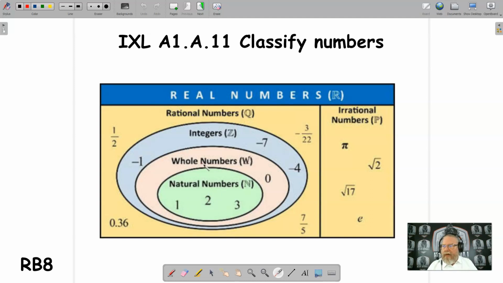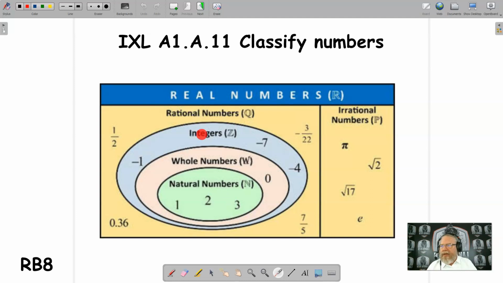The next group out is whole numbers. The only additional element of whole numbers that is not part of natural numbers is the number 0. 0 looks like a hole, H-O-L-E, so the only addition to natural numbers to get the whole numbers is 0. So the whole numbers are 0 along with all the natural numbers, 1, 2, 3, 4, 5, 6, 7, etc. It's a positive infinity, right?